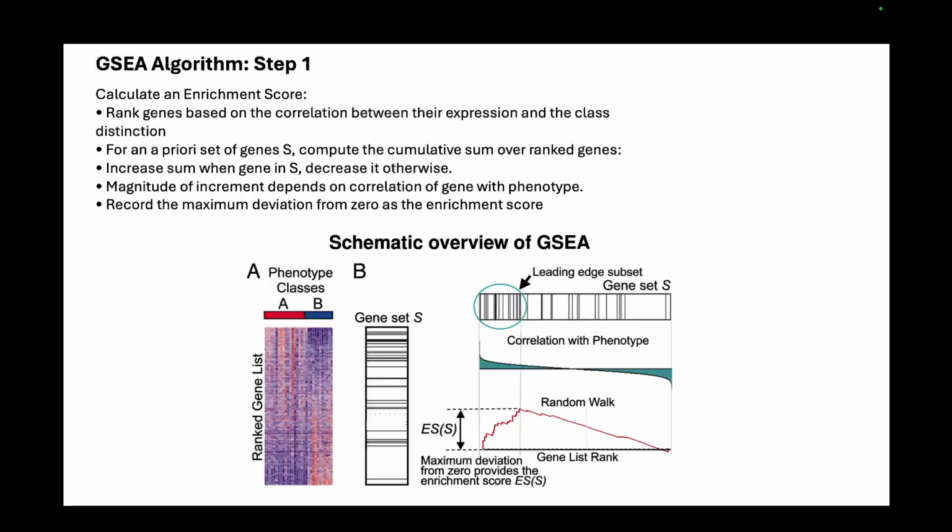The first step is calculation of the enrichment score. First you rank the genes based on the correlation between their expression and the class distinction. You do a Pearson or a Spearman rank correlation method, mostly Spearman rank, because it gives you a ranked set of features. So rank genes based on the correlation between their expression and the class distinction. For an a priori set of genes, you have a set of genes that you have pre-computed, then you take those genes and compute the cumulative sum over all ranked genes.